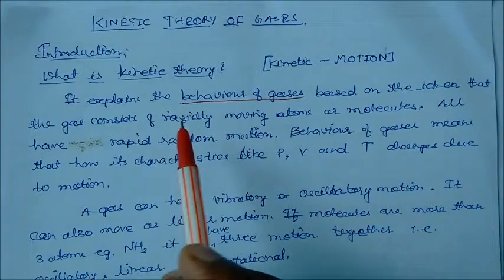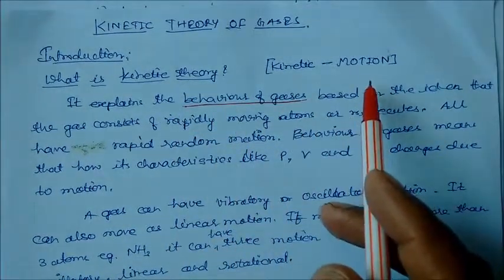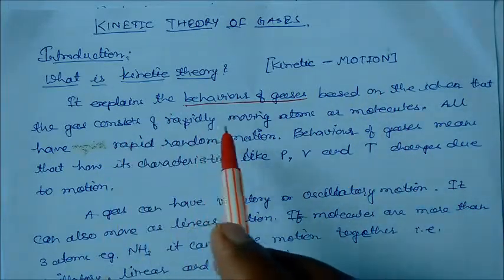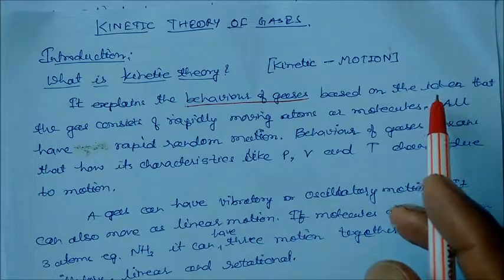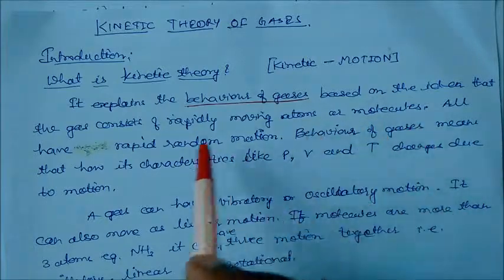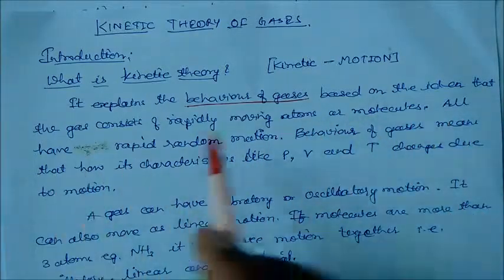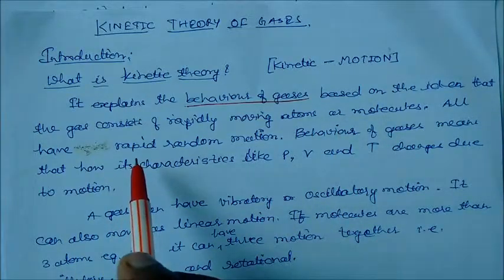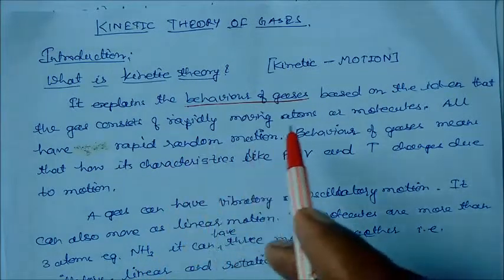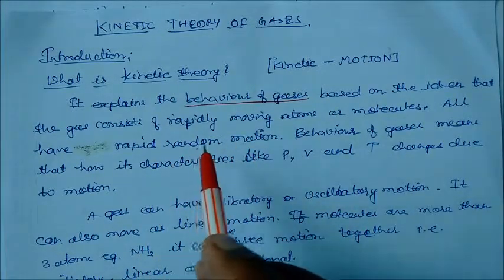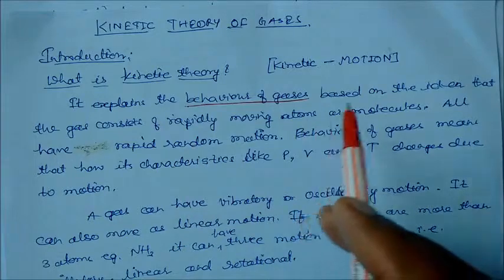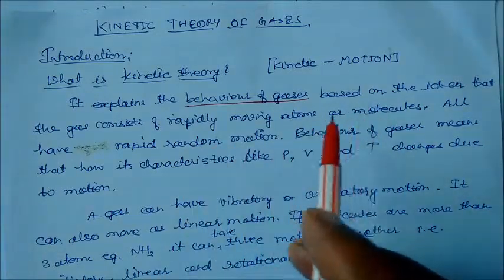What is kinetic theory? Kinetic means motion. This theory explains the behavior of gases based on the idea that the gas consists of rapidly moving atoms or molecules. All these atoms and molecules move in rapid and random motion. Rapid and random motion means they are moving very fast in random directions. So the directions are not fixed. They can move in the x direction, y direction, z direction, any direction. So these atoms or molecules can move in any direction.